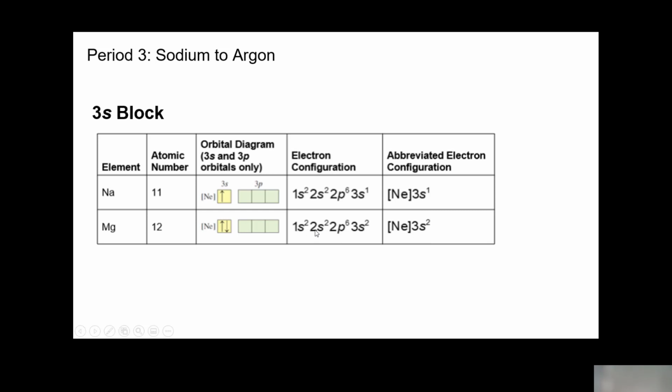If I don't specify, I will ask you to do a full electron configuration, so make sure you absolutely know how to do both of these. And then 2s2, 2p6, 3s2. So you see, you save yourself from doing all of this front part, but not for me. I want to make sure you know how to do both.